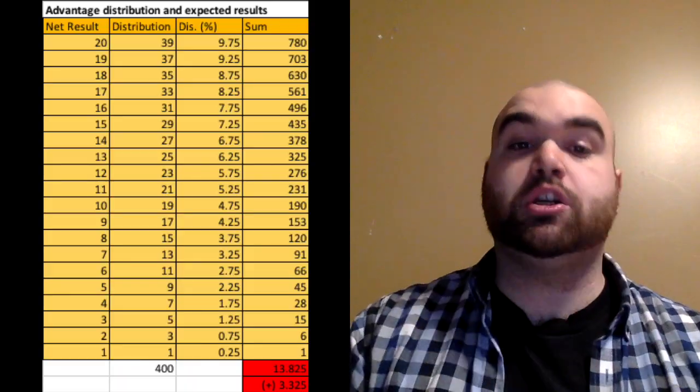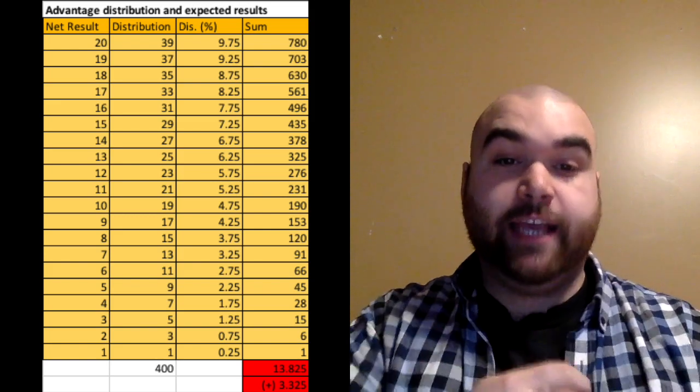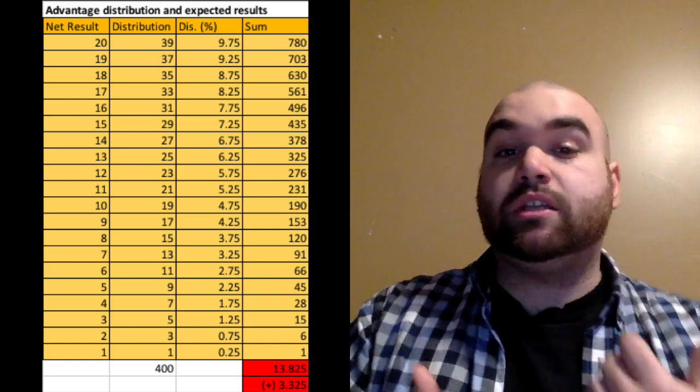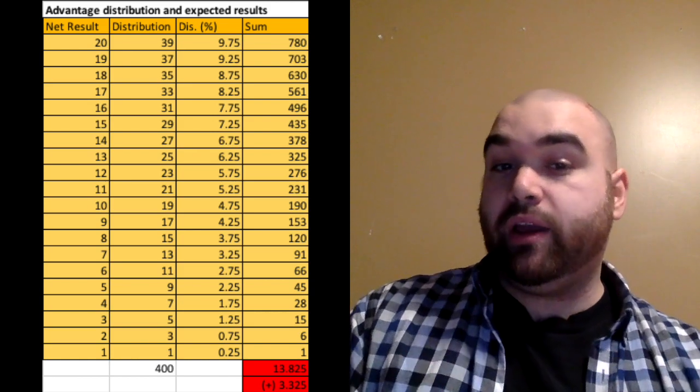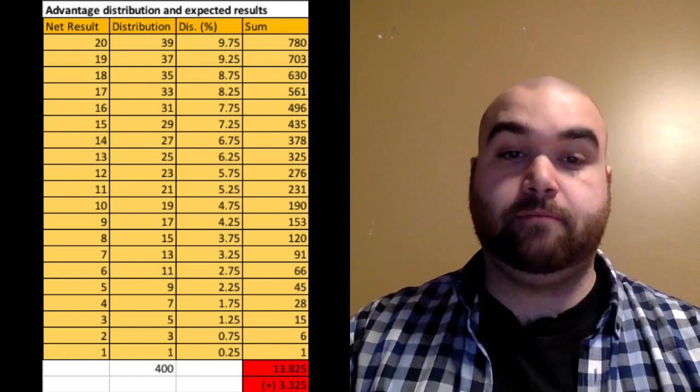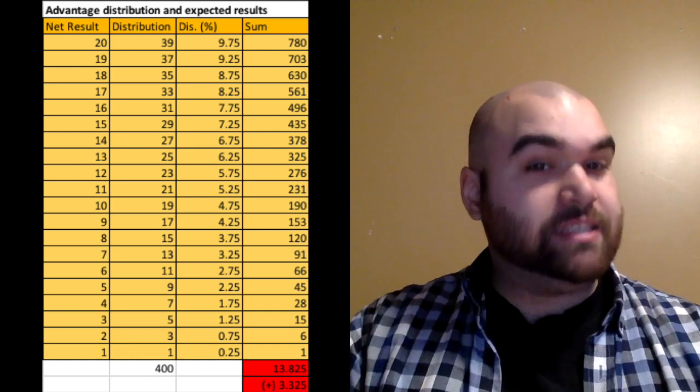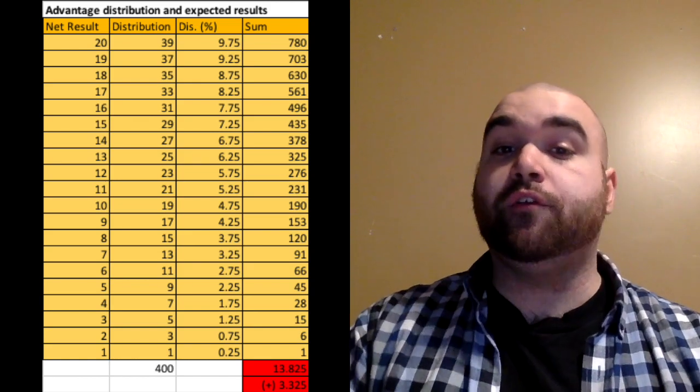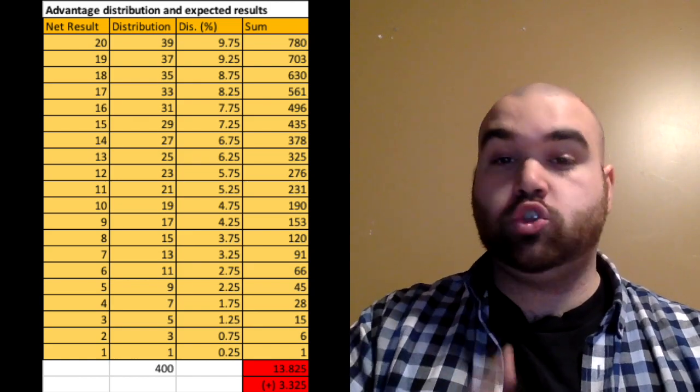Here is the distribution of an advantage roll. The expected value of an advantage roll is therefore 13.825. So, an advantage roll is statistically equivalent to a bonus of 3.325.